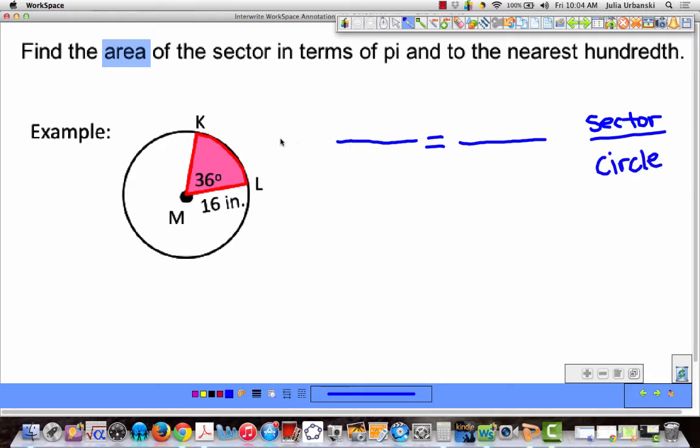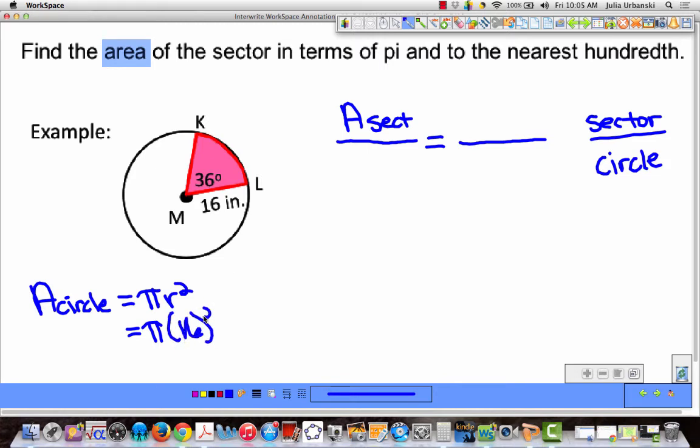So we're talking about area. Looking at this pink sector here, we don't know the area, so that's going to be our variable when we're trying to find the area of the sector. But comparing that to the whole circle, the area of the whole circle we can find. The circle is pi times radius squared. That is pi times 16, that's the radius, 16 squared, which equals 256 pi. Now they're asking me to leave it in terms of pi first and then round to the nearest tenth at the end. So I'm going to leave it as 256 pi.